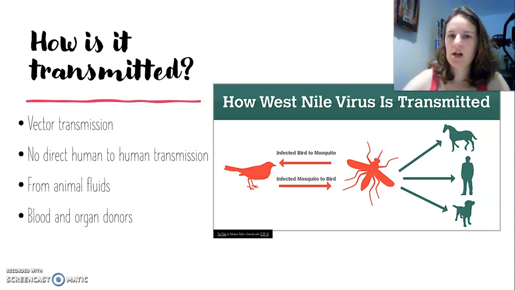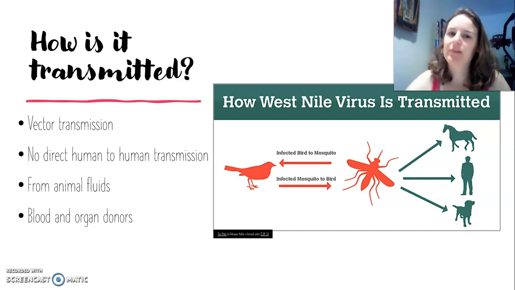And you cannot get this disease human to human, so you can't get it from somebody coughing on you or exchanging bodily fluids. Well, there's an exception, I shouldn't say that. You can get it from blood or organ donations. So you have to be very careful whenever you give blood or get blood, make sure that you're not sick or you have a trusted source of where you're getting this blood.